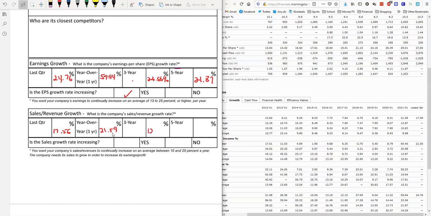3 year would be 12.87, and 5 year would be 10.63, and that is increasing as well, because from 5 to 3 to the most recent, it keeps going up, and so my sales growth rate is increasing as well. All right, that is how you find the two growth statistics for your stock research data sheet.